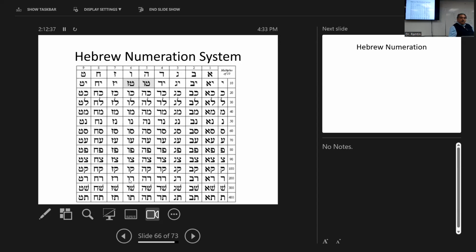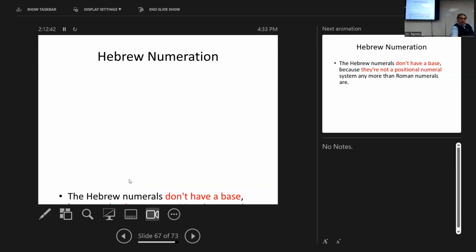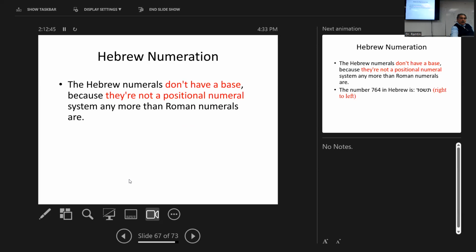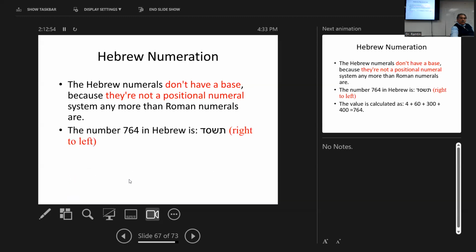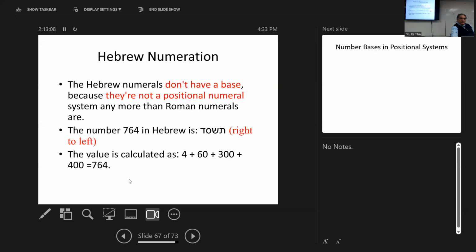Even the same problem with the Hebrew numeration system. Hebrew numbers don't have a base because they are not a positional numeral system, any more than Roman, same problem. The number 764 in Hebrew would be written from right to left as that. The value is calculated as 4 plus 60 plus 300 plus 400, 764. All right.